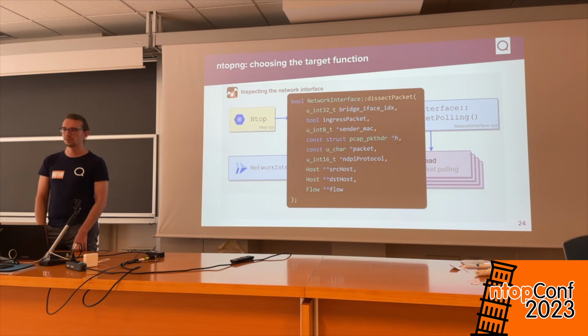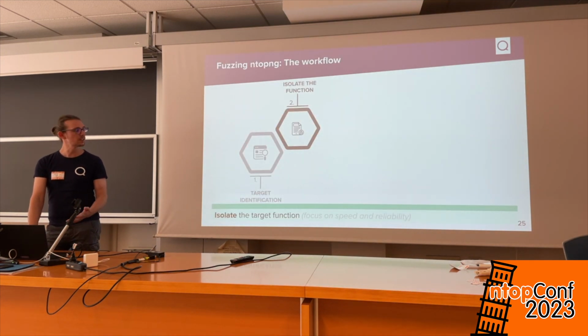So basically, what we need to provide as input to the function is just the header of the pcap packet and the raw bytes of the packet itself. And this is really an interesting target because it has a simple interface and it's really meaningful. It's basically the core where we analyze the traffic. So we identified the target. Let's see how we can isolate it from the rest of ntop.